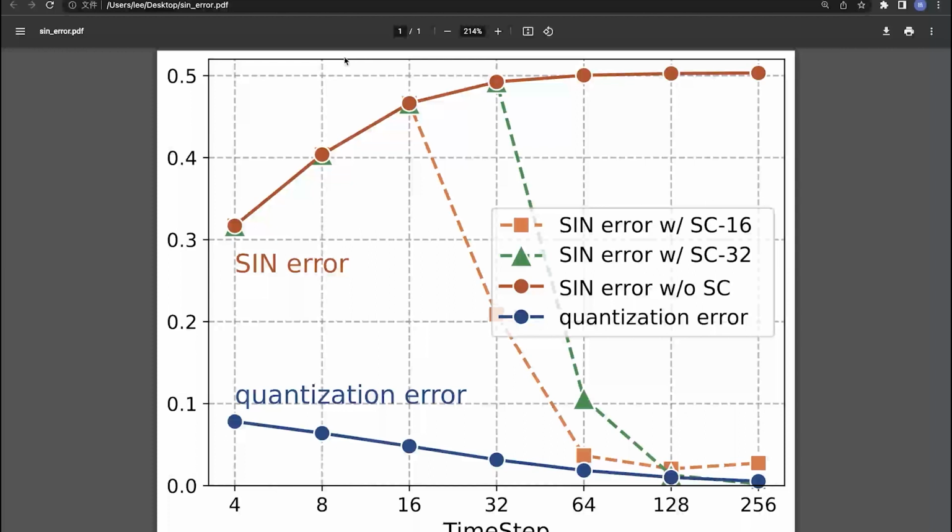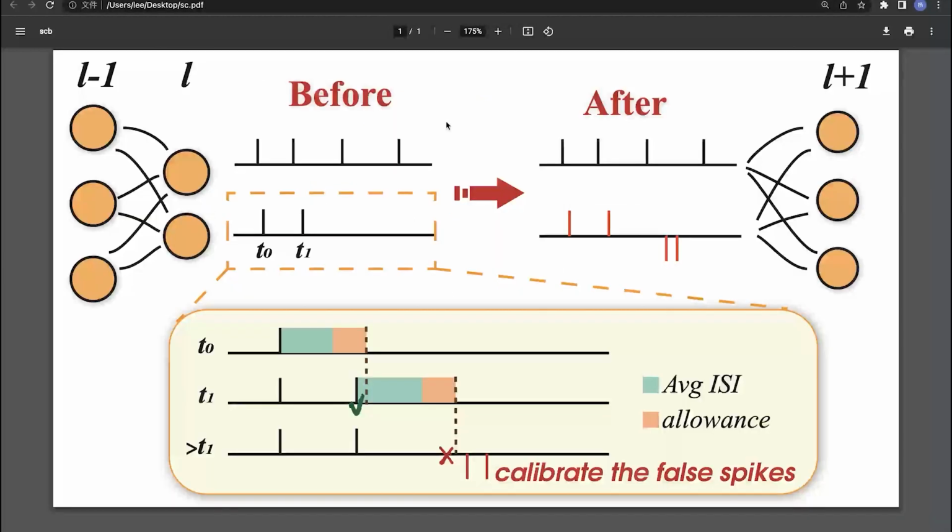We visualize the ratio of the two errors during the conversion process and find that the quantization error can gradually converge to zero as the simulation time grows. In contrast, the SNN error exhibits slow growth. Therefore, dealing with the SNN error is crucial to the conversion process. Then, how do we find which neurons have SNN errors?